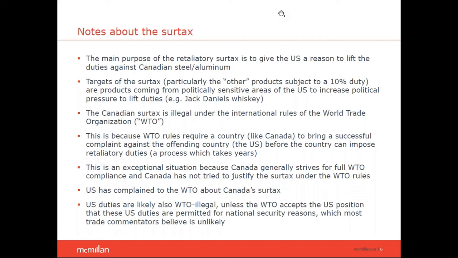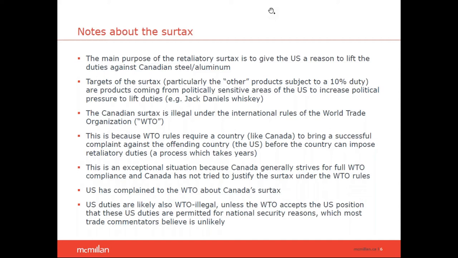The Canadian surtax doesn't comply with the World Trade Organization's international rules of trade. Most countries until recently had been willing to play by the WTO rules. The United States has said that their duties are based on national security reasons, and so there is an exception under the WTO agreement for national security duties. Canada and many other commentators do not believe that having a robust steel industry is the kind of national security exception that was contemplated by the WTO agreement.